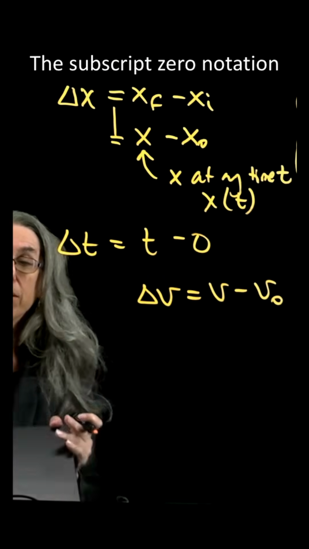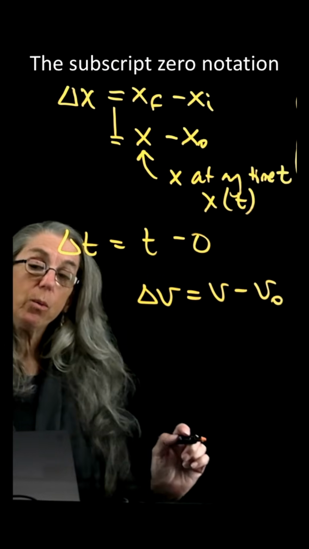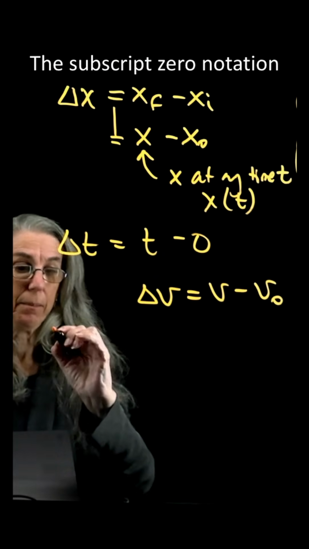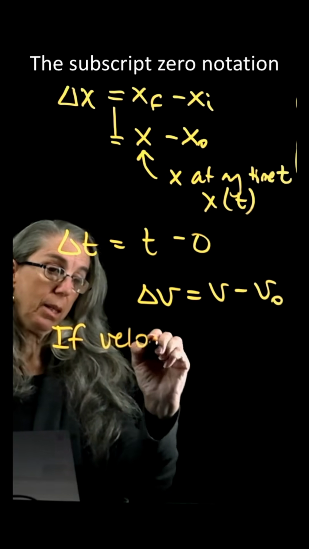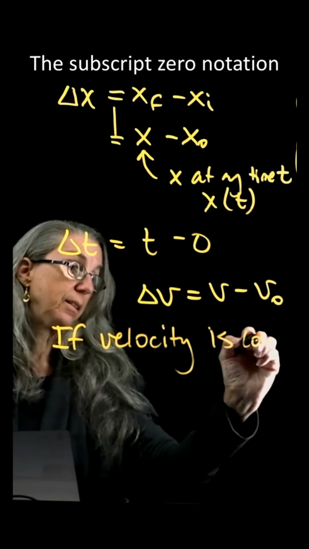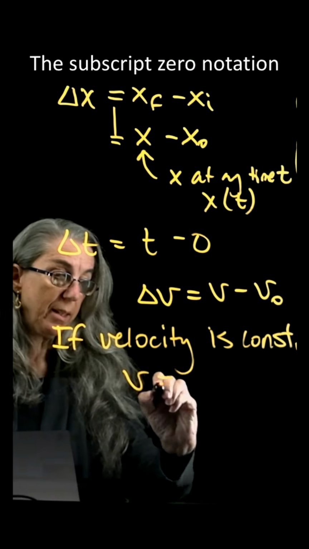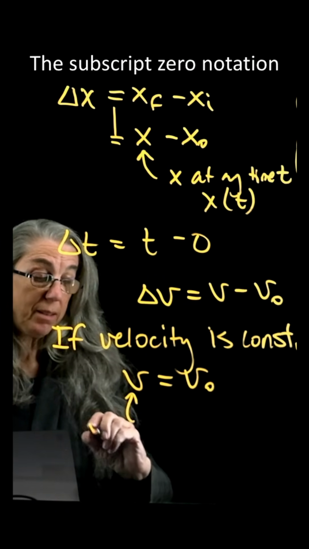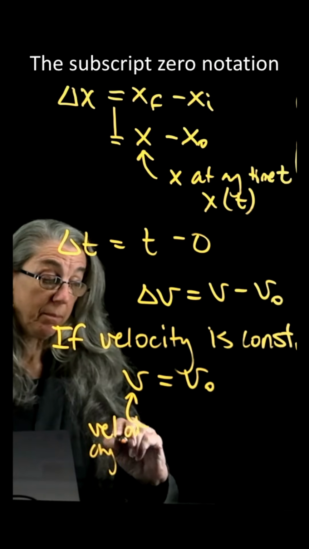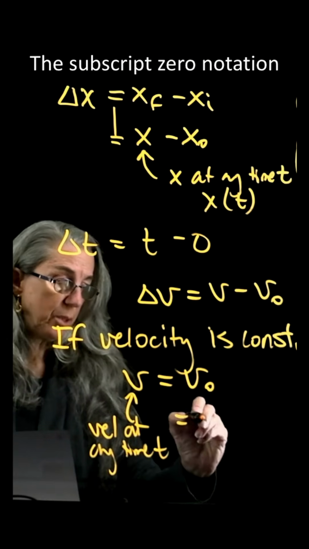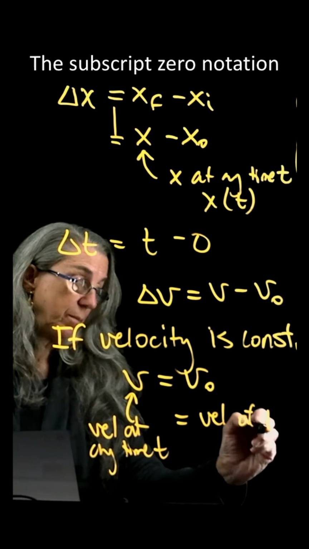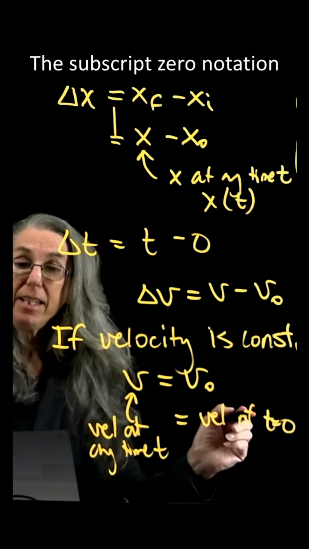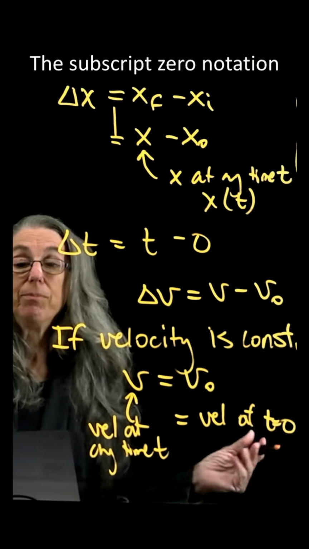Another thing that this notation allows is a quick way to say when a quantity is constant. If the velocity is constant, one of the ways we write that in physics is we say that v equals v0. What this means is the velocity at any time t is equal to the velocity at t equals 0. If the velocity at any time t is equal to the velocity at time 0, the velocity must be constant.